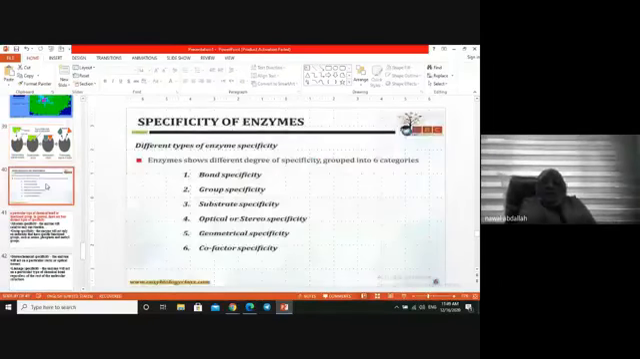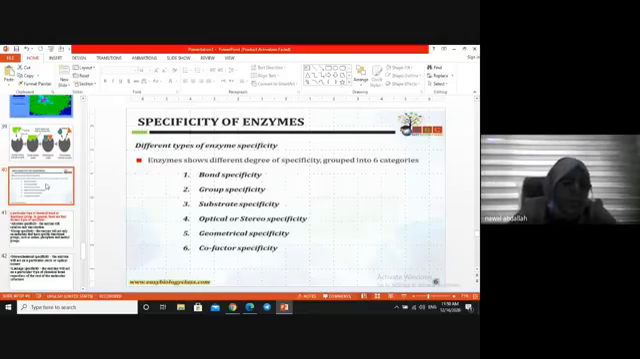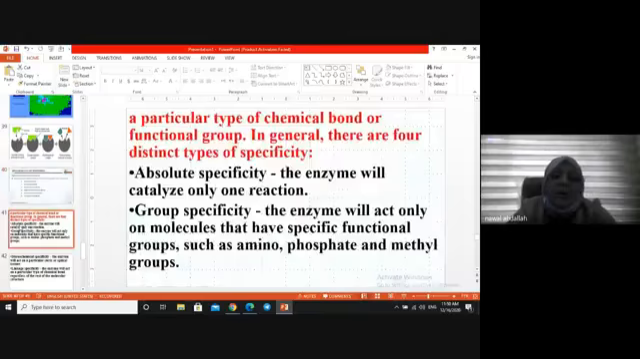At the last, we talked about the specificity of the enzyme. There are six categories for this specificity: bond, group, substrate, optical or stereo specificity, geometrical, and cofactor specificity. A particular type of chemical bond or functional group. In general, there are four distinct types of specificity: absolute, group, stereochemical, and linkage specificity.